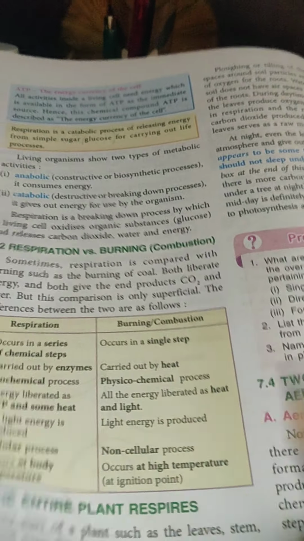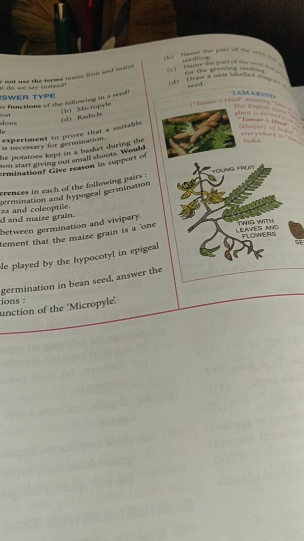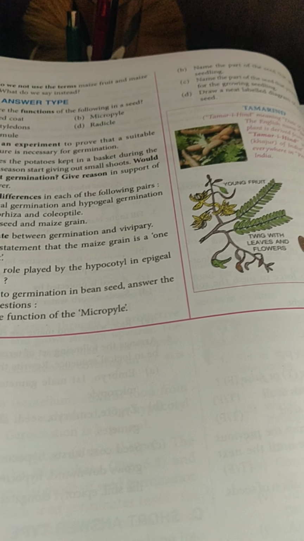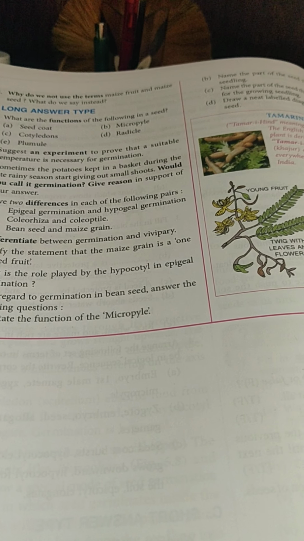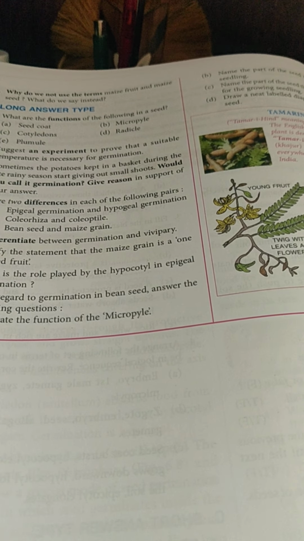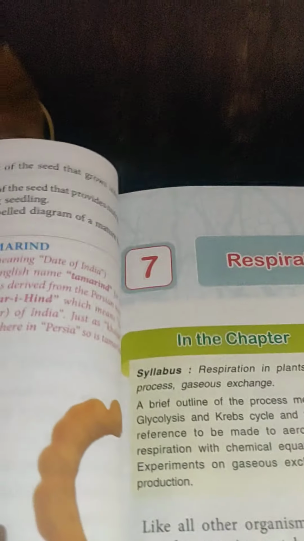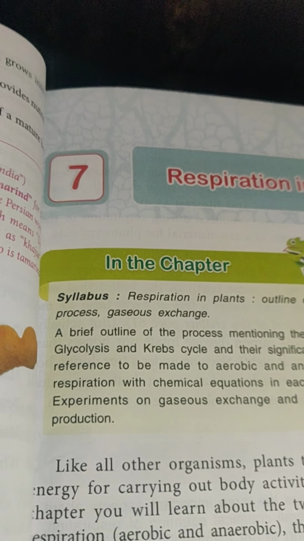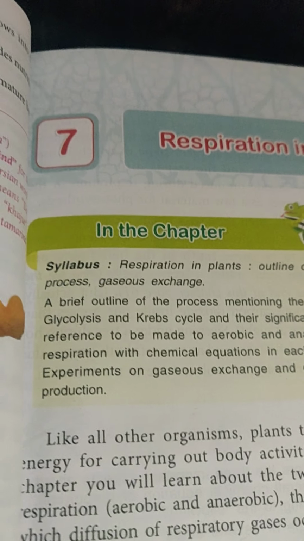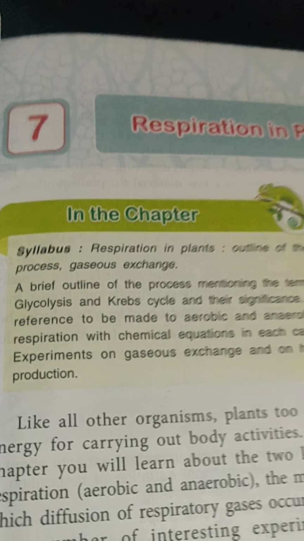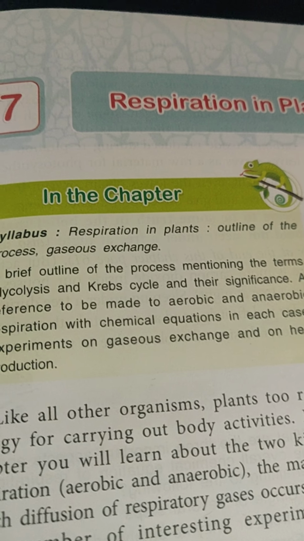One thing that I forgot to mention is how many ATP molecules are released. So 1 mole of glucose on complete oxidation releases 38 molecules of ATP.